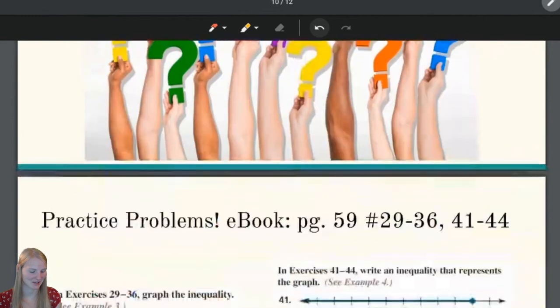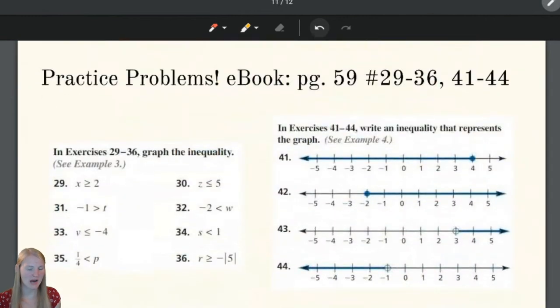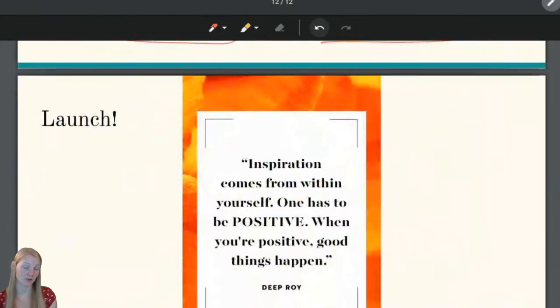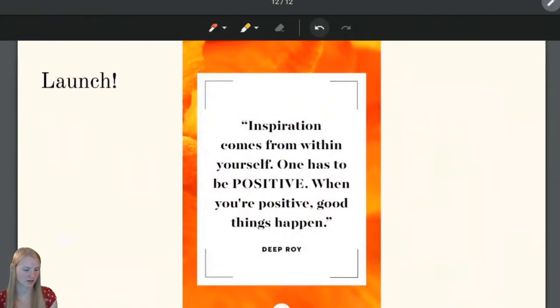So please ask them. Here are some practice problems you can do if you would like to check your work on what you have learned in this video. Graph inequalities and write an inequality that represents the graph. But remember, those might be different than the problems your teacher has assigned.